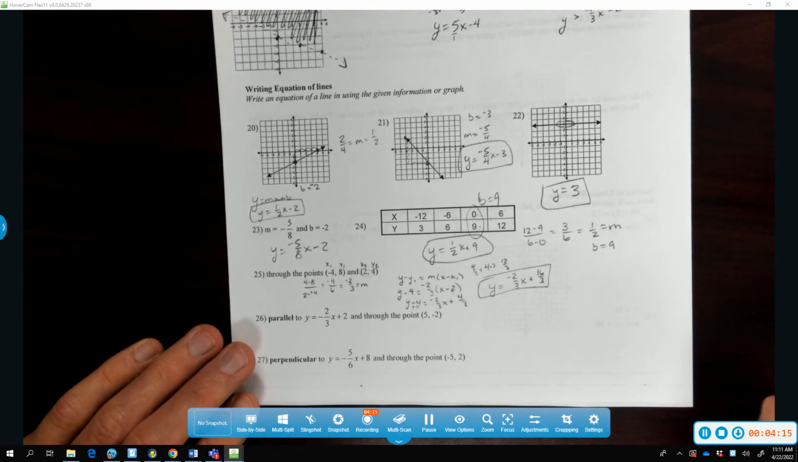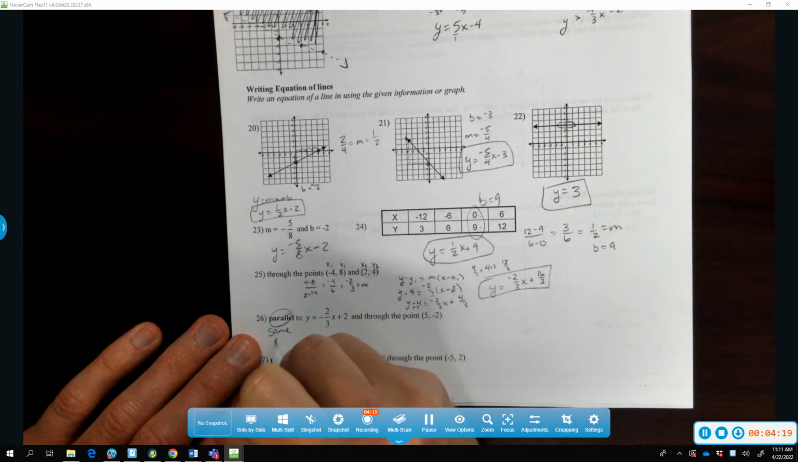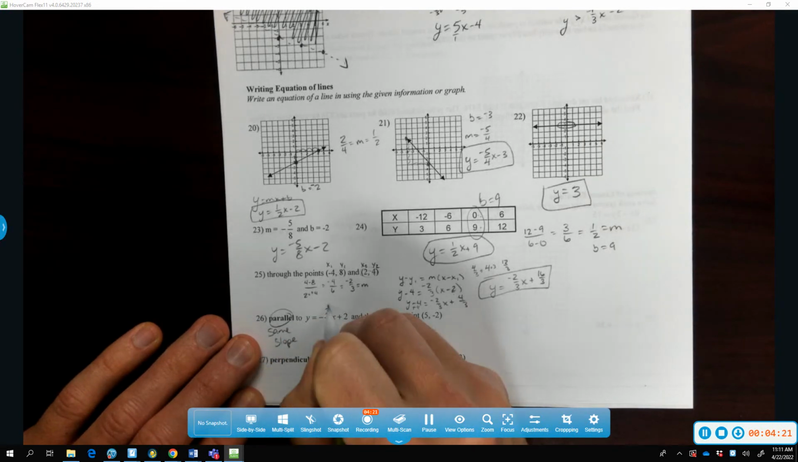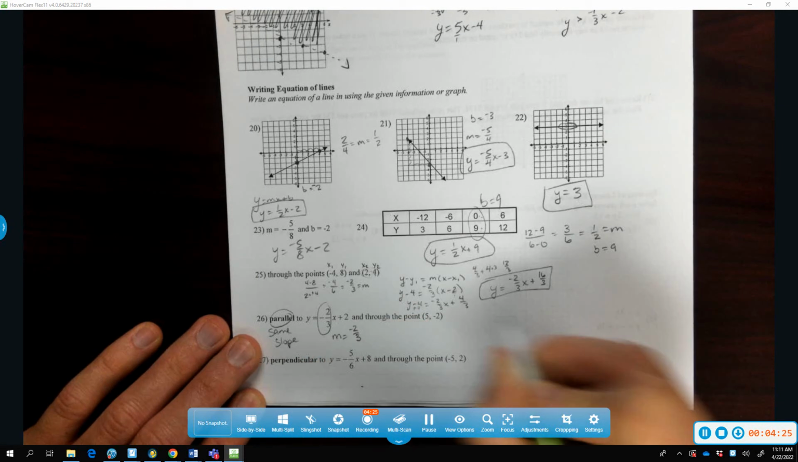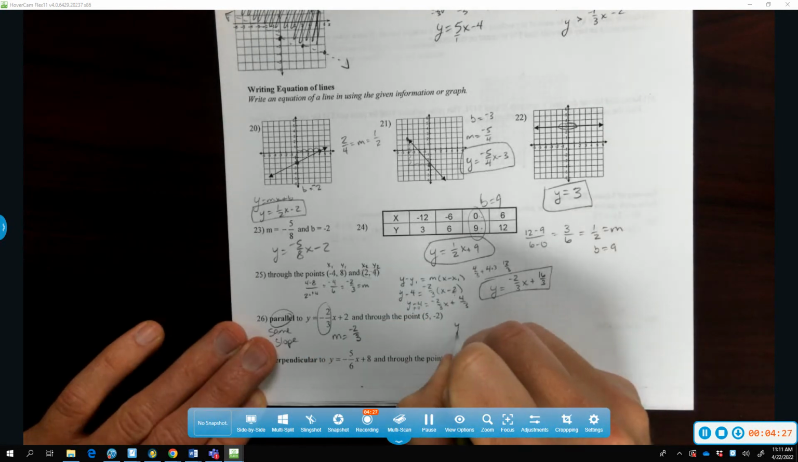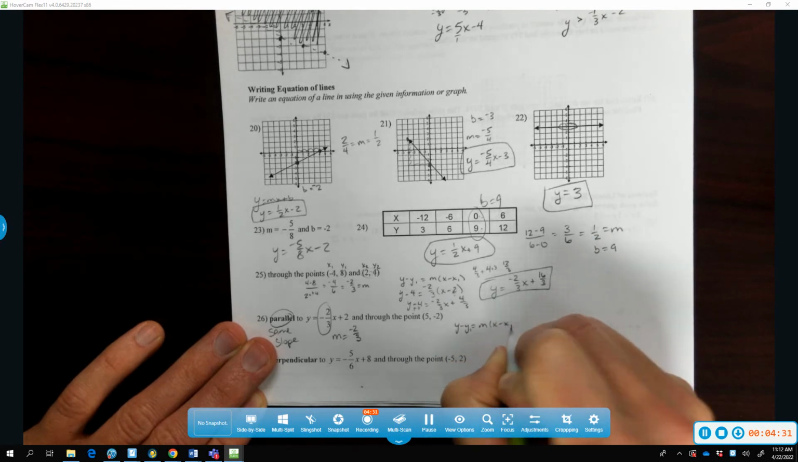Number 26, I want one that is parallel. Parallel means same slope. So here is my slope, negative 2/3. So my new slope is going to be negative 2/3, and it goes through that point. So again, y minus y1 is equal to m times x minus x1.